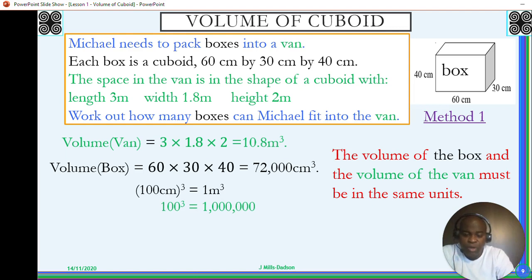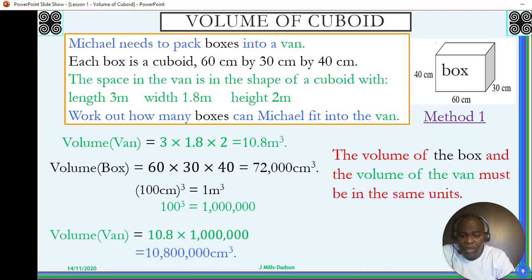100 cm is 1 meter. I'm talking about cubes, so I'm going to cube each conversion, and my scale factor will now be 1 million and not 100. So the volume of the van will now change from 10.8 meter cube into 10,800,000 centimeter cube. That is the volume.